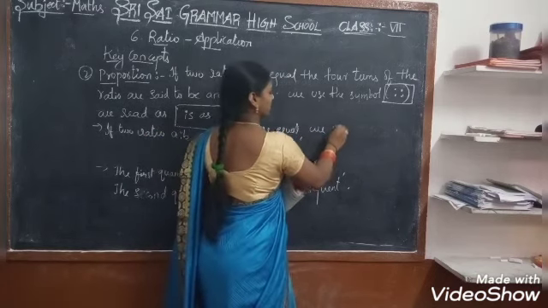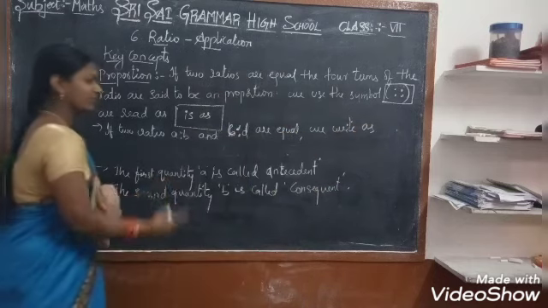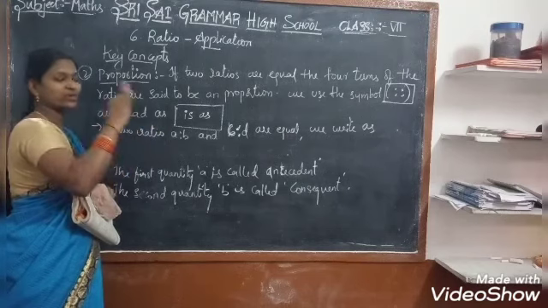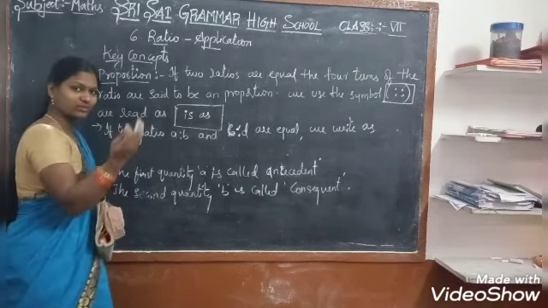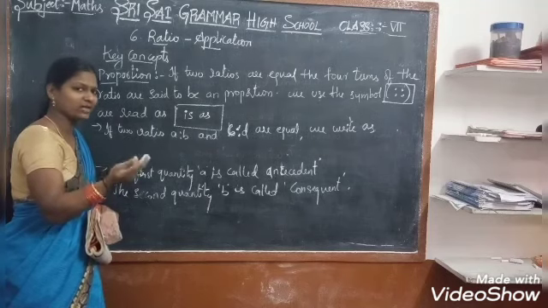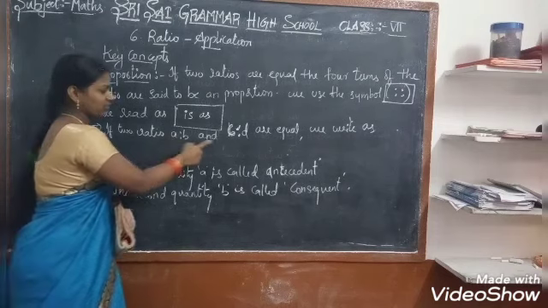we write it as A is to B as C is to D. How are we going to write the proportion when we use four terms? What are the four terms? Four terms are nothing but quantities. What are the quantities we are going to take? First one, second one, third one, and fourth one.